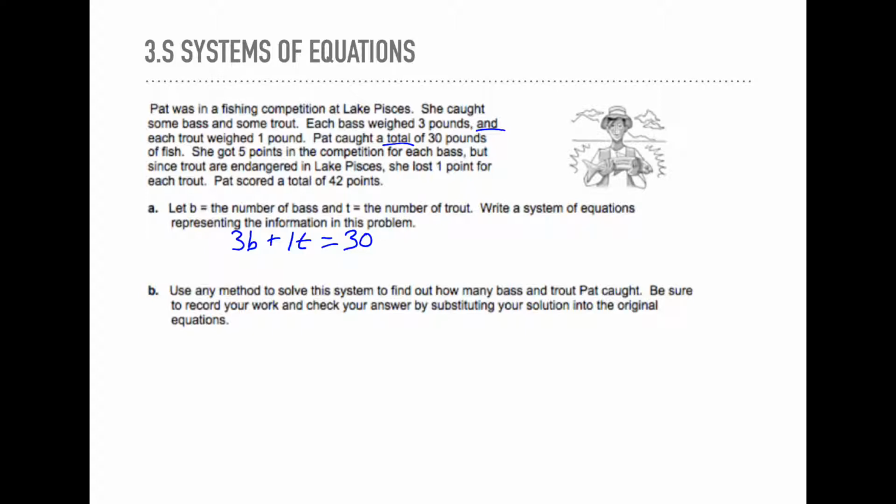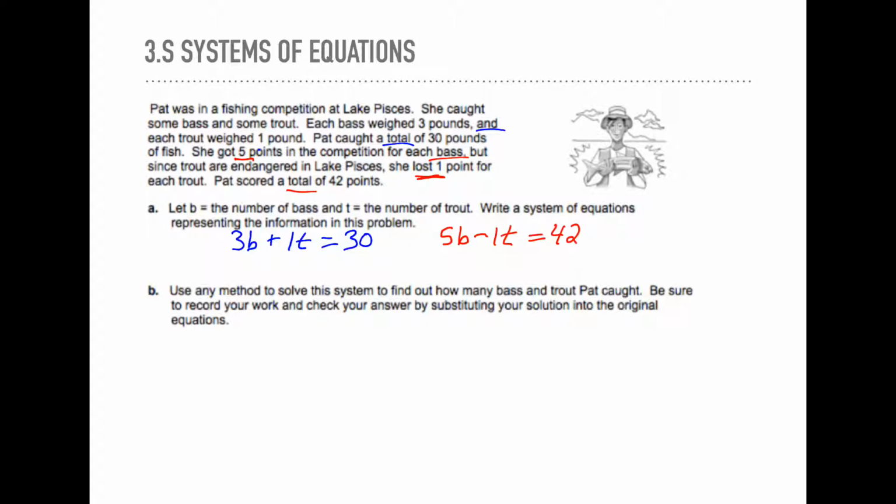And the other equation is talking about the points. So it says she got 5 points in the competition for each bass. So that's going to be represented by 5b. But since trout are endangered, she loses 1 point. So loses means minus 1t. So 1 point for each trout. And we know she scored a total, equal sign, of 42 points.